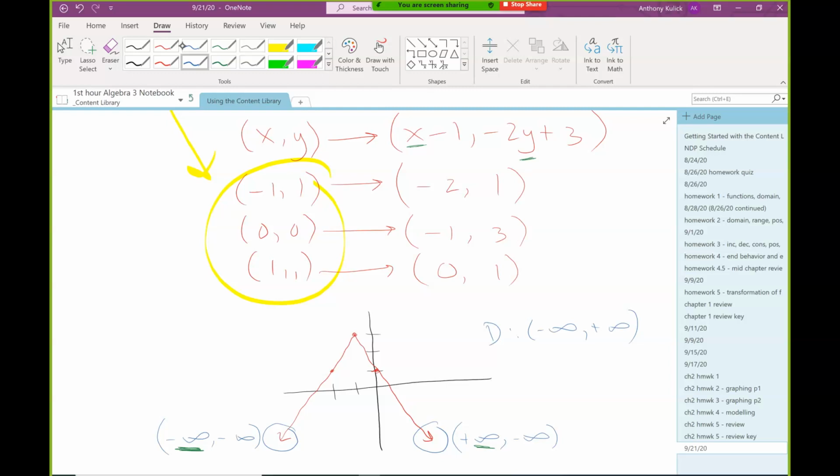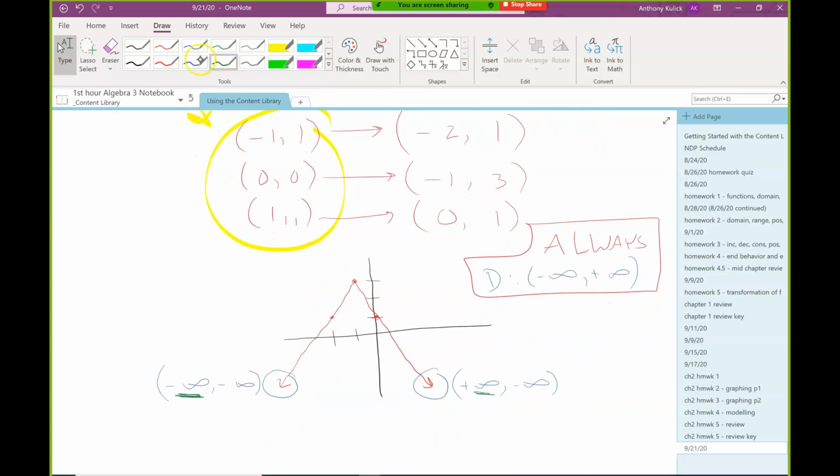Now, question for you guys. If my graph for an absolute value always looks like this V, is my domain going to be ever anything other than -infinity to +infinity? No. The domain for an absolute value function will always be all real numbers. That's nice.